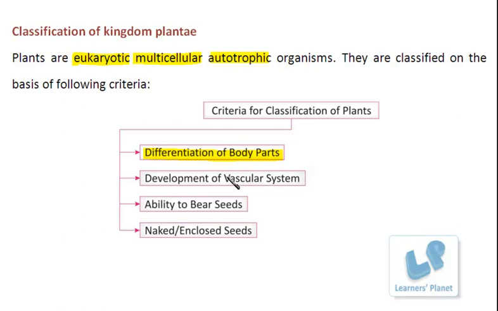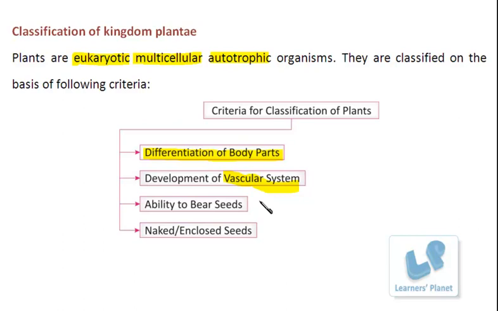What is this vascular system? Vascular system is related to the transport system in plants. I can say that how the conduction of material is taking place. Whether there is some system so as to transport different materials like water, minerals, food, phytohormones, etc. Whether there is a system for the transportation of these materials or not, the further classification has to be done.